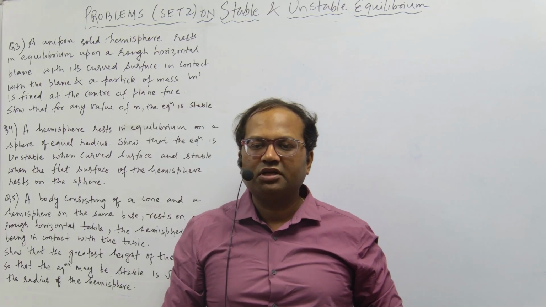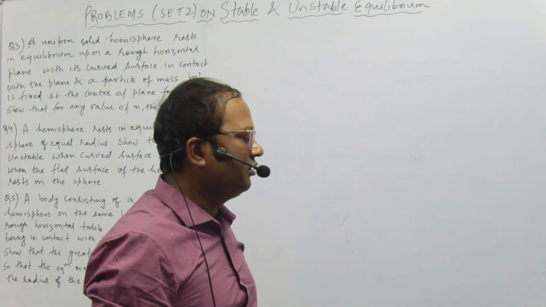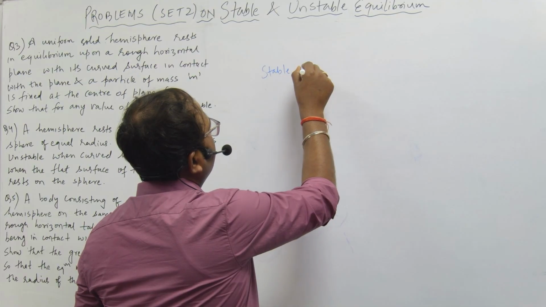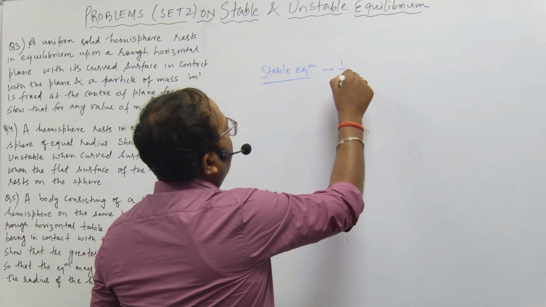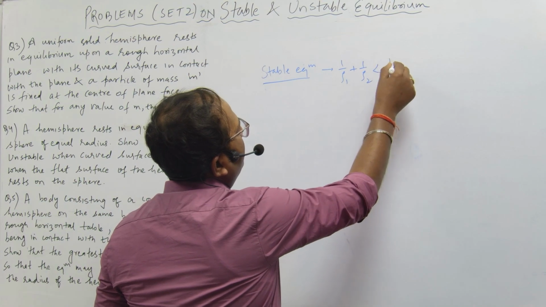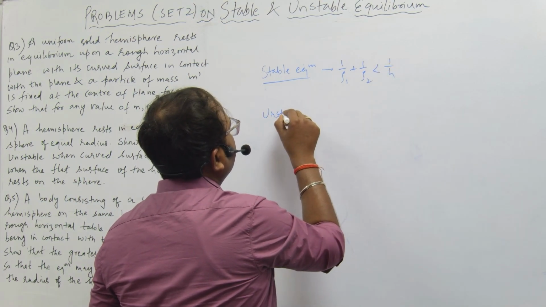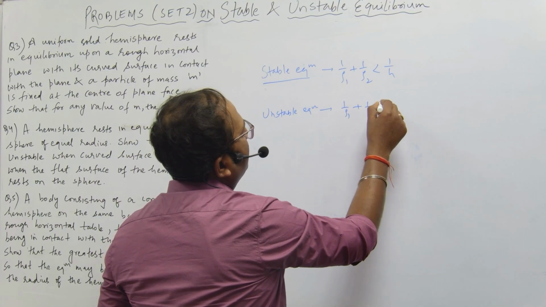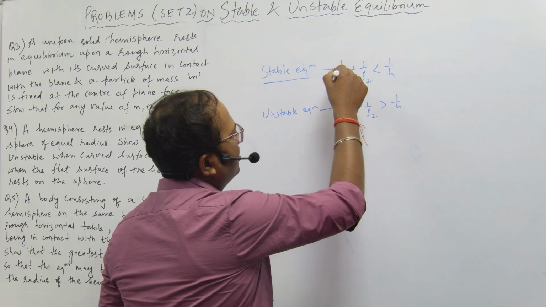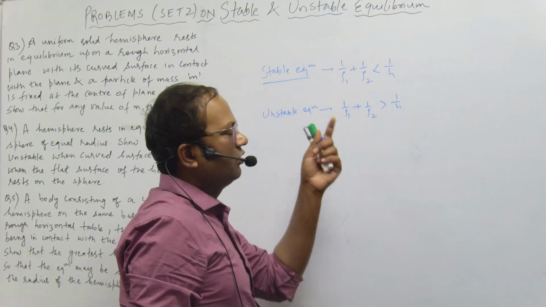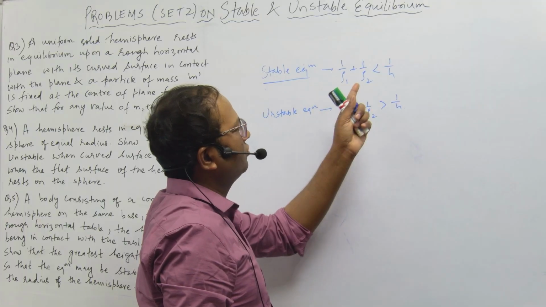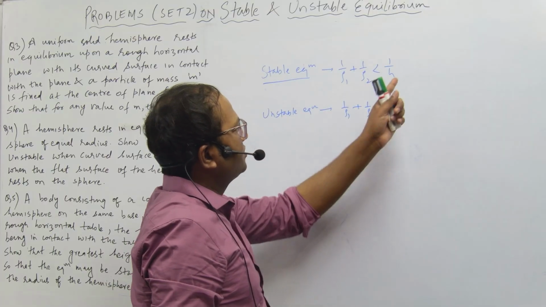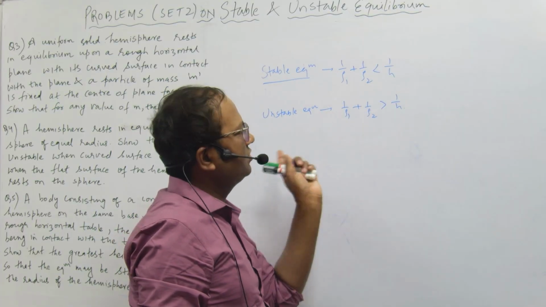So, what we have seen in the last lecture is the basic condition for stable and unstable equilibrium. For stable equilibrium, we have 1 upon rho 1 plus 1 upon rho 2 is less than 1 upon h, and for unstable equilibrium we have 1 upon rho 1 plus 1 upon rho 2 is greater than 1 upon h, where rho 1 is the radius of curvature of the upper body, rho 2 is the radius of curvature of the lower body, and h is the distance of the center of gravity of the upper body from the surface of contact.